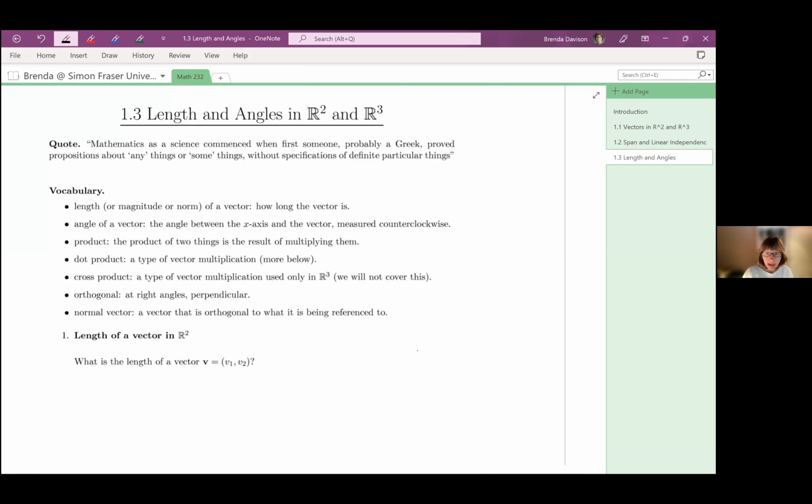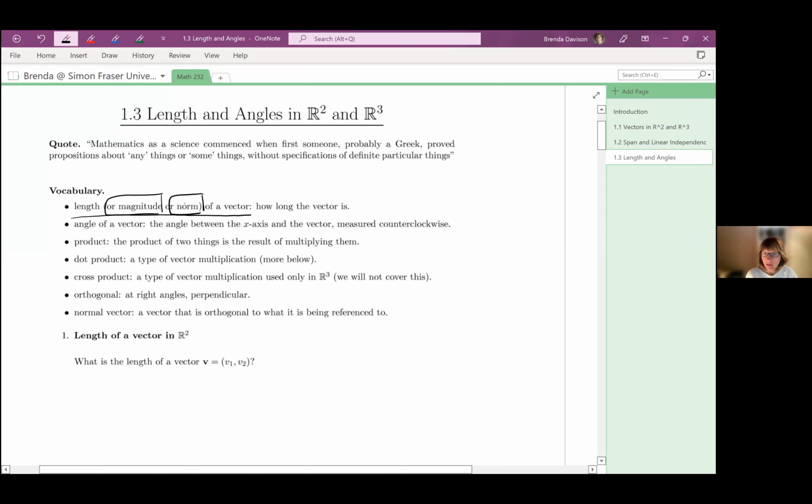We are going to talk today about length and angles of vectors in R2 and R3. Okay, so again, some vocabulary. We're going to have the length of the vector. That's our first item here, length of a vector. And the length of the vector, we also sometimes call it the norm of the vector or the magnitude of the vector. So those three words are interchangeable.